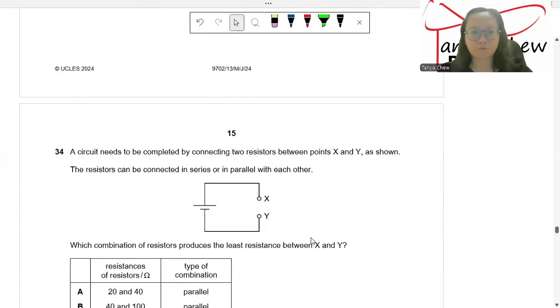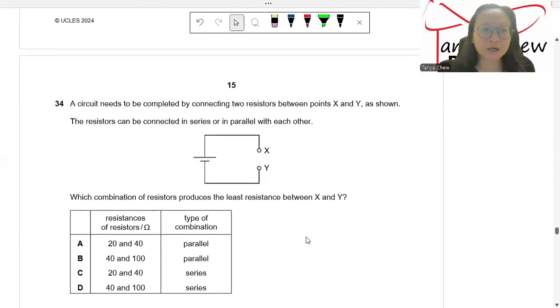Question number 34. A circuit needs to be completed by connecting two resistors between points X and Y, as shown. The resistors can be connected in series or in parallel with each other. Which combination of the resistor produces the least resistance between X and Y? To produce the least, you don't choose series, you choose parallel. Right? So we compare between these two, right?